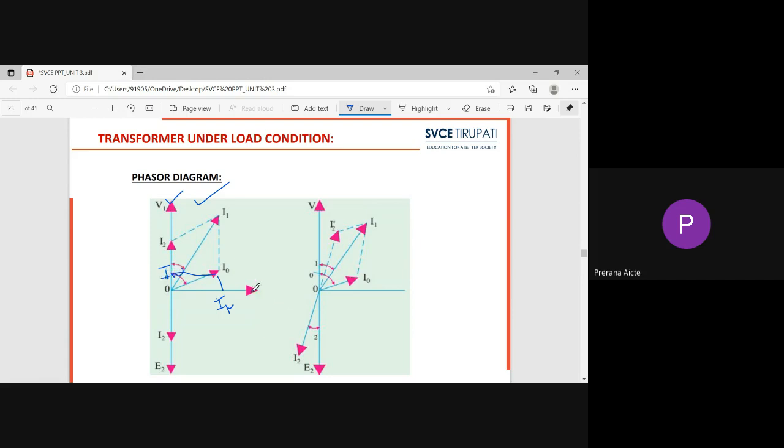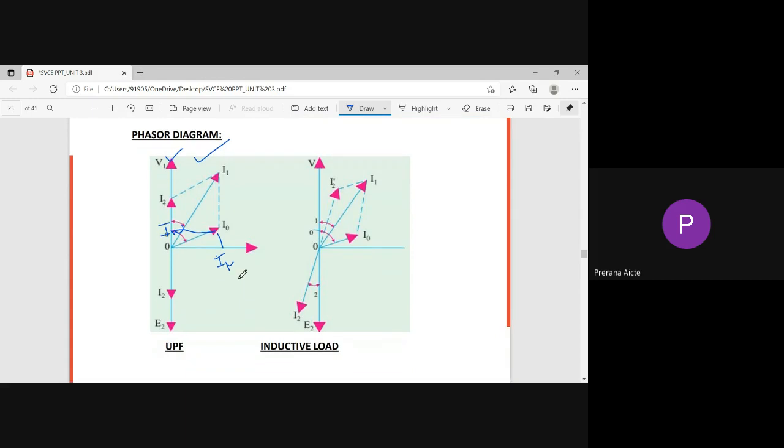And when a load is connected, if it is a unity resistive load, automatically an I2 current starts flowing through the secondary winding. That I2 current is in phase with V2. Then automatically a load current I2 dash is drawn from the supply mains. So I2 is balanced by I2 dash. The net current drawn from the supply mains is the vector sum of I0 plus I2 dash. That is nothing but the I1 current.